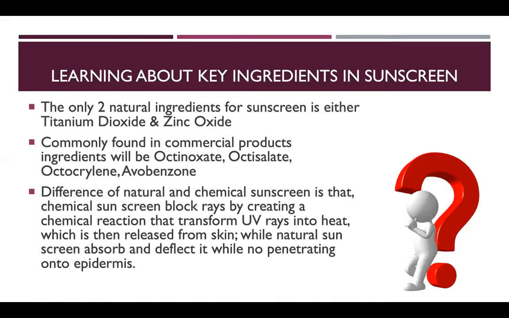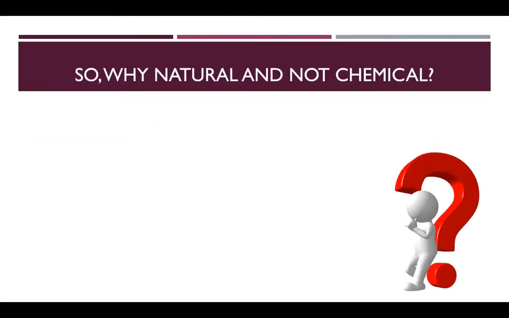Okay, while natural sunscreen does it another way. It actually absorbs and deflects it without penetrating into the epidermis, which means that it does not enter your skin at all. Okay, which means that natural sunscreen actually creates less skin problems because it actually just happens on the surface. Straight away just repel. Okay. So, why natural and not chemical sunscreen?